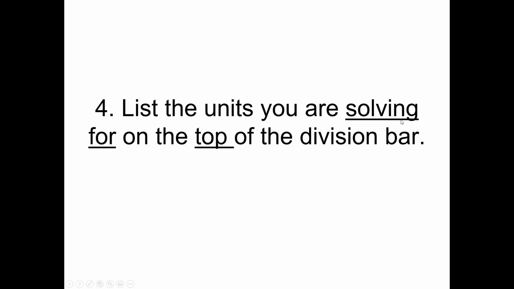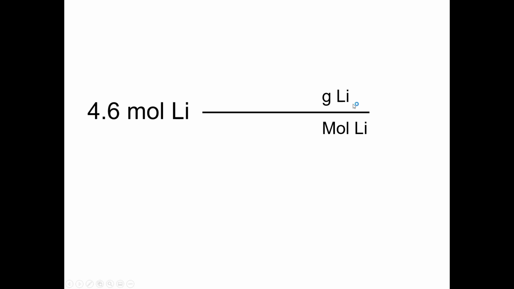Next step is to list the units you are solving for on the top of the division bar. So whatever they asked you for, the unit, that goes on the top. They asked for grams of lithium, and so I'm going to put that on the top here, grams of lithium.